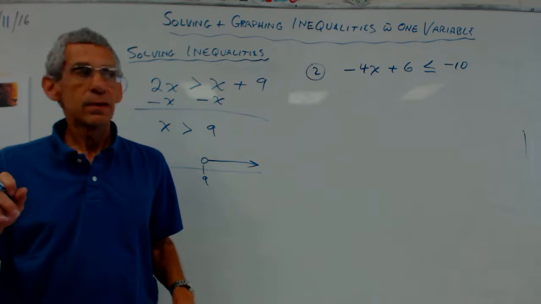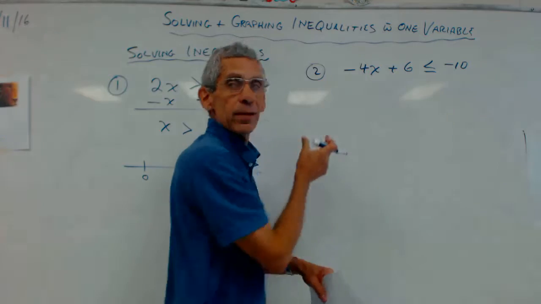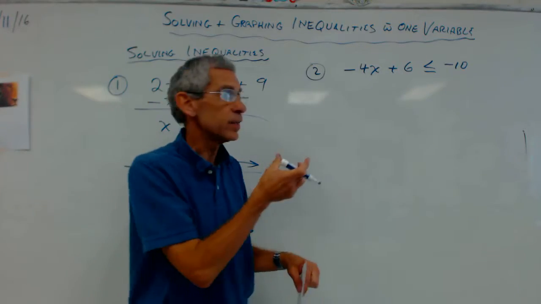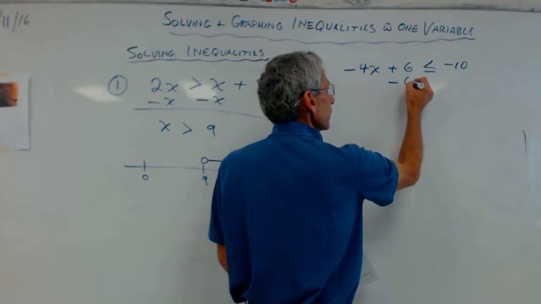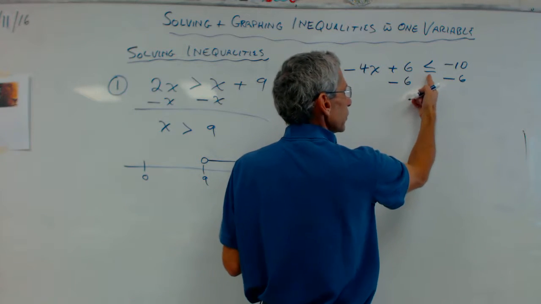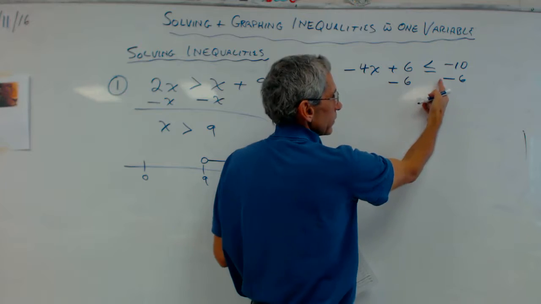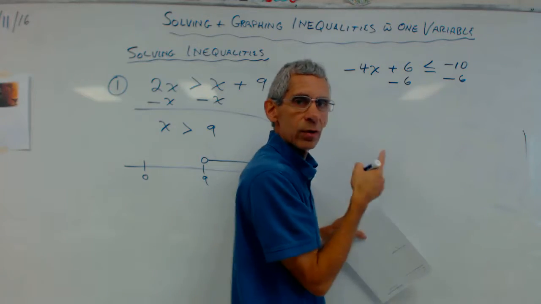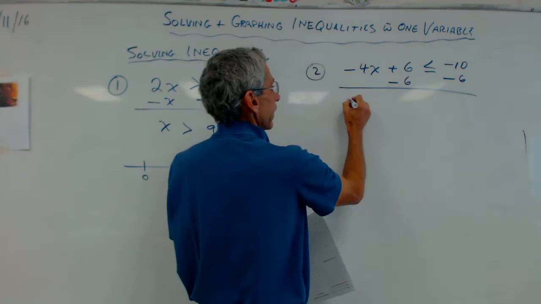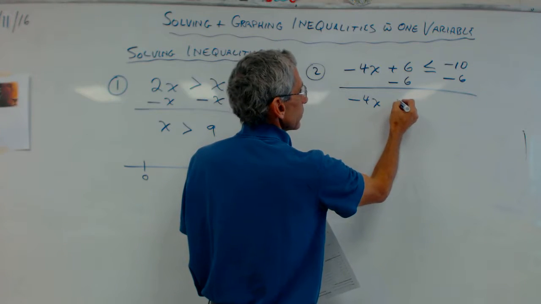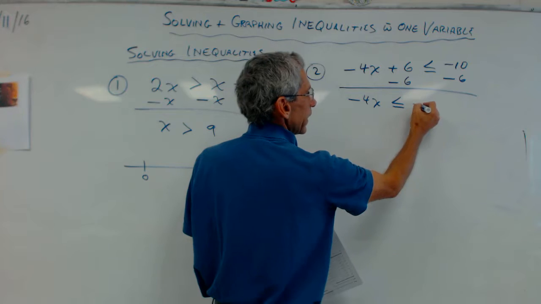You subtract 6. Yeah, you want the x's all by themselves, just like on an equation. So let's get rid of the 6. Subtract 6. Do I have to switch this thing? No. I'm only subtracting 6. When you subtract or add, you don't have to switch the inequality sign. It's totally fine. So I have negative 4x is now less than or equal to negative 16.